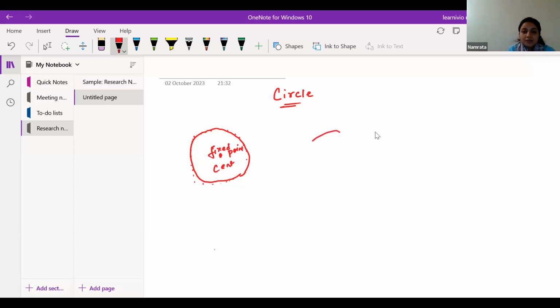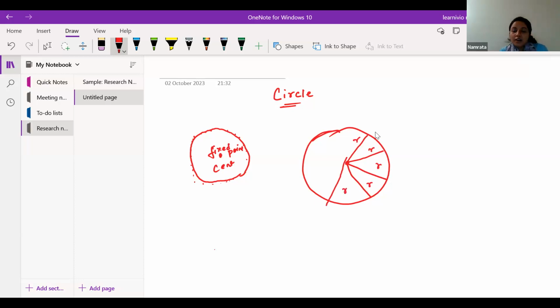So, if we are having a circle like this, this is the center, then this distance, this distance, this distance, all the distances will be the same, and that's called the radius of the circle. So this is R, this is R, this is R, this one is R, and this one is also R. All right.